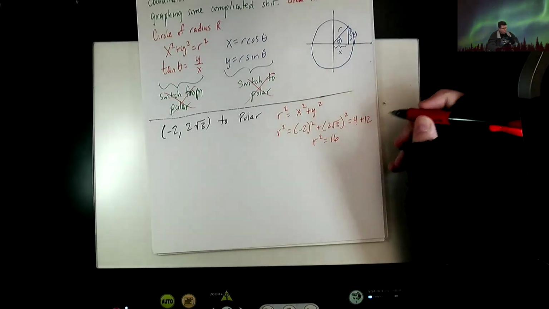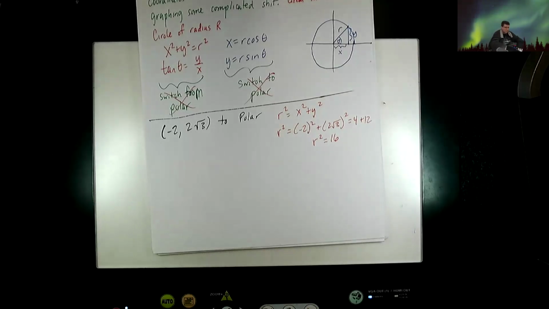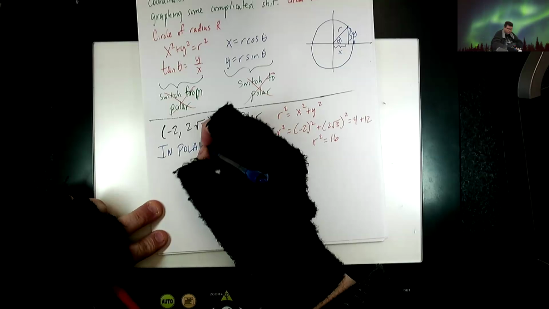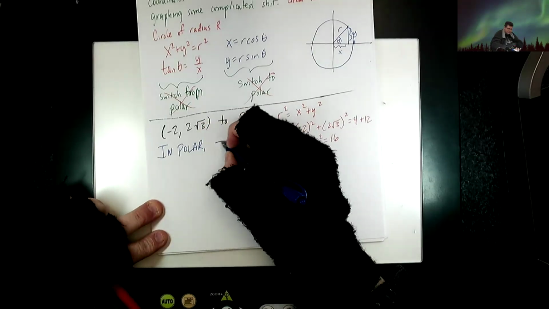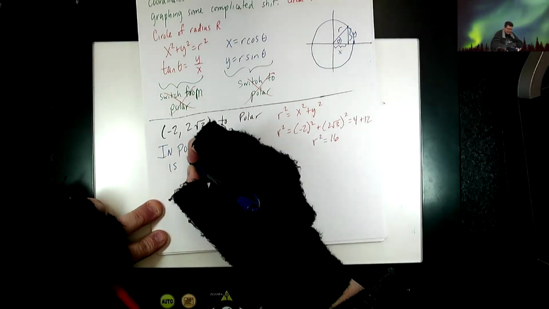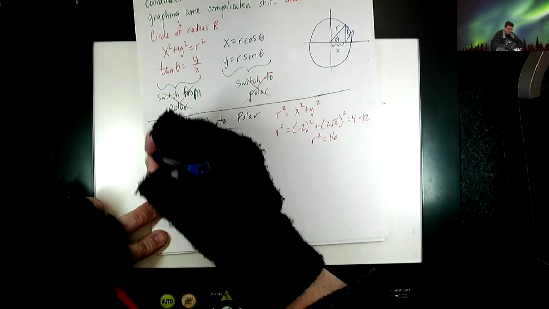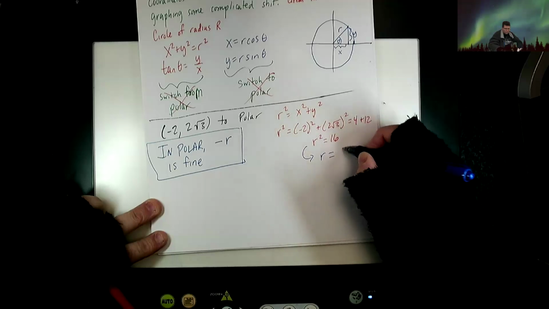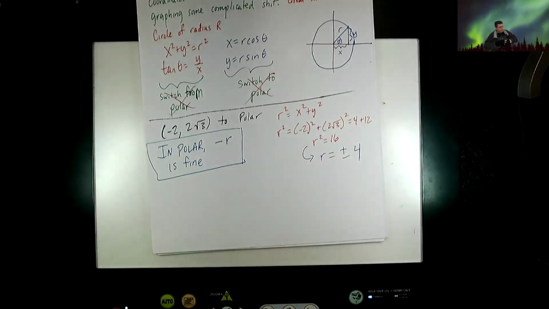When you're working in polar, -r is fine. So this is going to give us r equals plus or minus 4. And we're going to keep both of them. And I'll show you why in a second when we graph them.